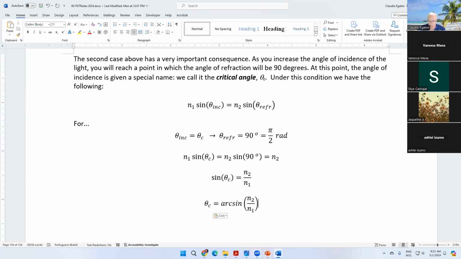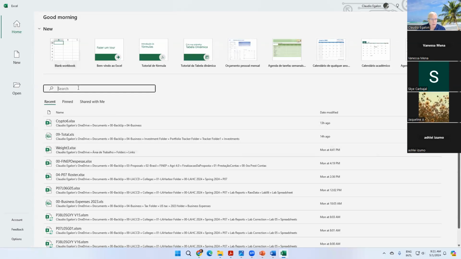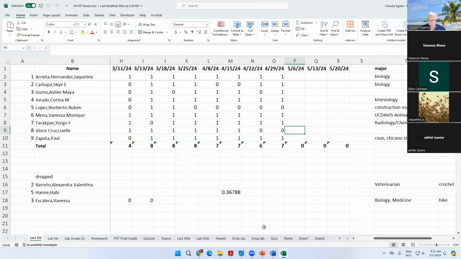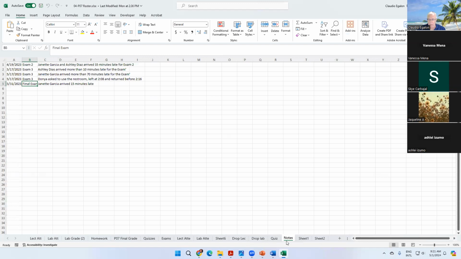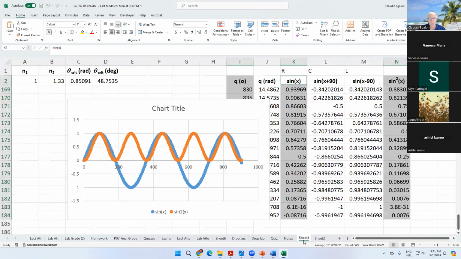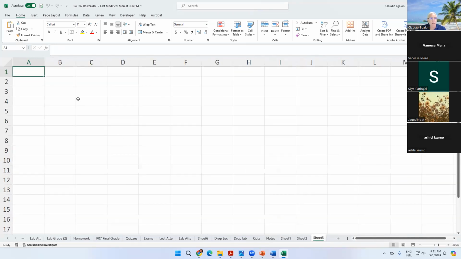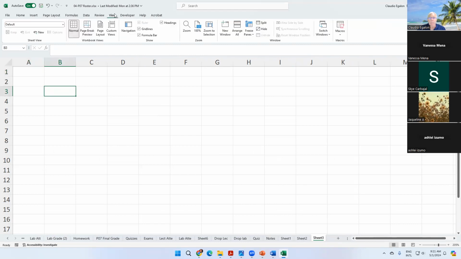So let's go to our Excel. Let's see, P07 roster. That's what I want, right? And this one here, notes, and we're gonna need another one. Freeze panes. Okay. Going back to the equation again.